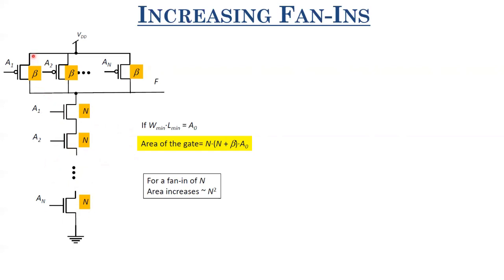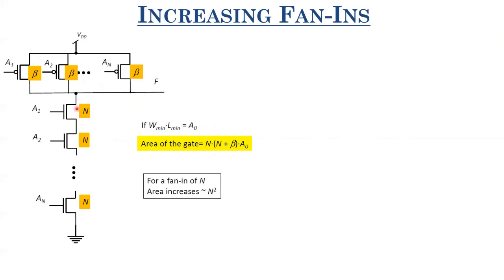However, the worst case pull-up here remains the same. That is, it remains the same as this R equivalent, with inputs A1, A2, AN and so on. I mean the P MOSFET. So here they are sized beta itself. Now if you look at the area of the gate, the area becomes n into n plus beta times A0. You can actually verify this.